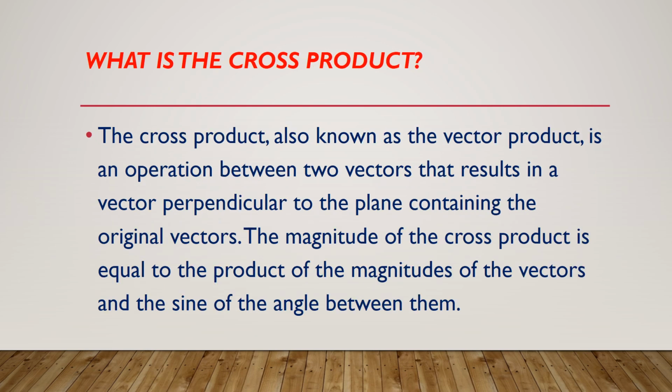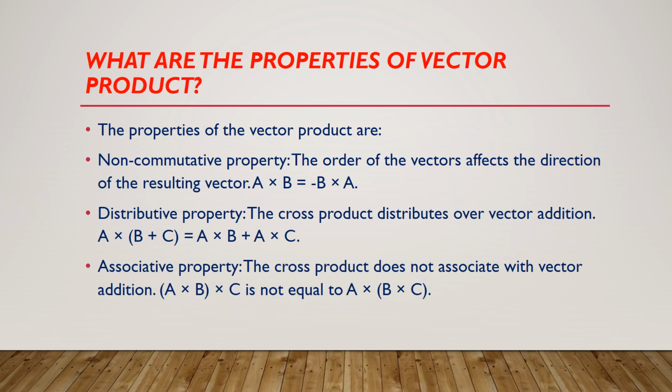What is the cross product? The cross product, also known as the vector product, is an operation between two vectors that results in a vector perpendicular to the plane containing the original vectors. The magnitude of the cross product is equal to the product of the magnitudes of the vectors and the sine of the angle between them.